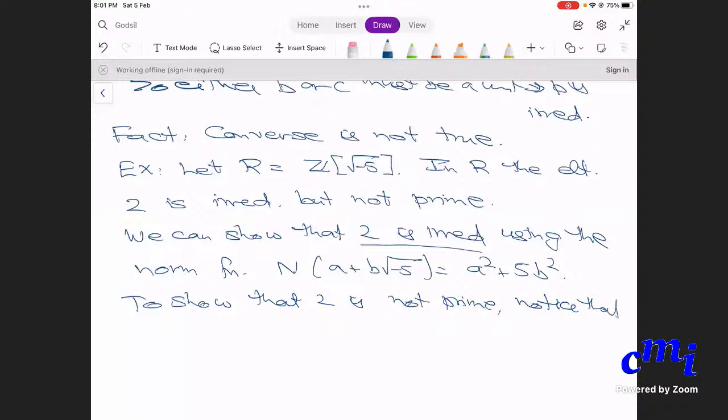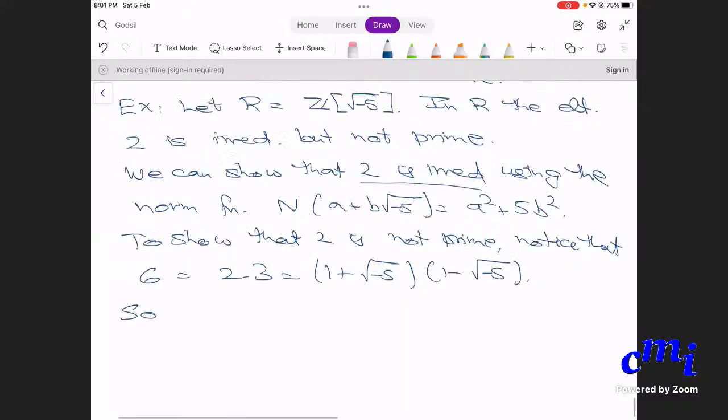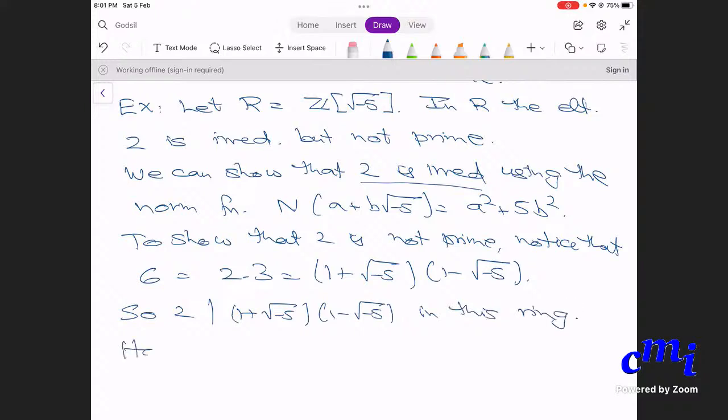notice that 6 can be written as 2 times 3, and can also be written as 1 plus root minus 5 times 1 minus root minus 5. So 2 divides 1 plus root minus 5 times 1 minus root minus 5 in this ring, because 2 divides 6, it's 2 times 3. However, 2 does not divide 1 plus root minus 5. 1 plus root minus 5 cannot be written as 2 times some element of this ring, and 2 does not divide 1 minus root minus 5 either. And so it is not a prime, but it is irreducible. Irreducible needs a proof; I only sketched the proof, right?